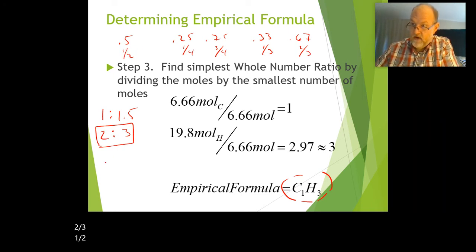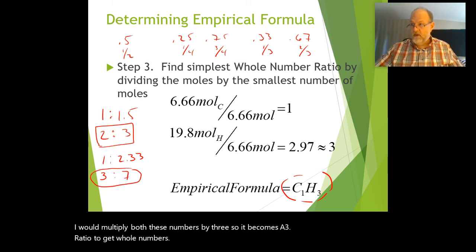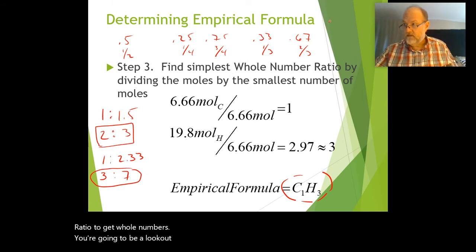So if we had a ratio of 1 to 2.33, I would multiply both these numbers by 3. So it becomes a 3 to 7 ratio to get whole numbers. You're going to be on the lookout for these endings.